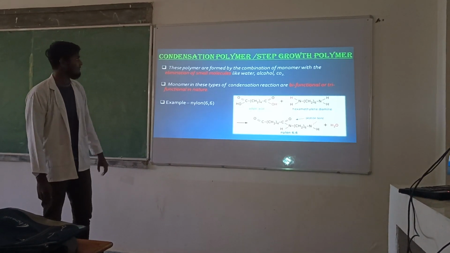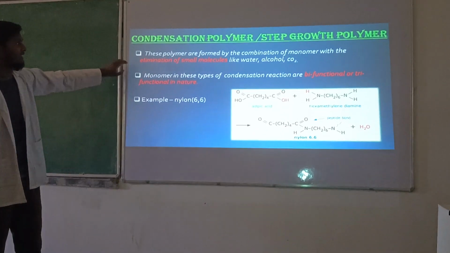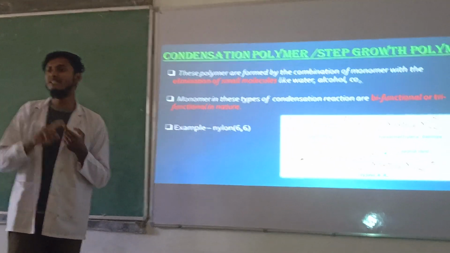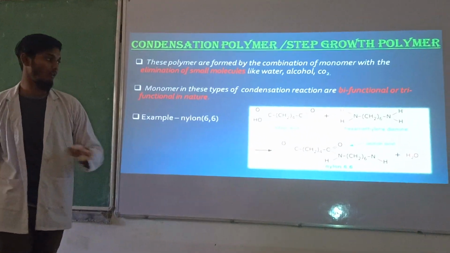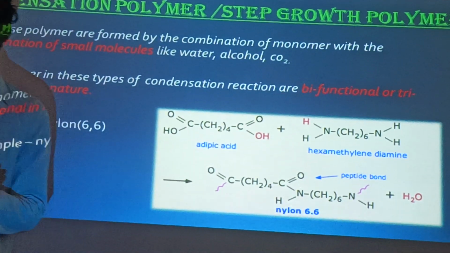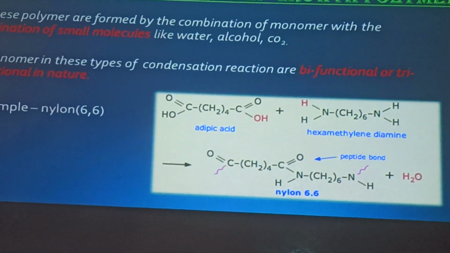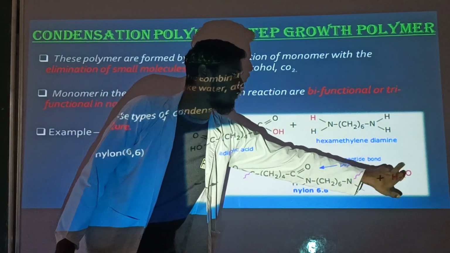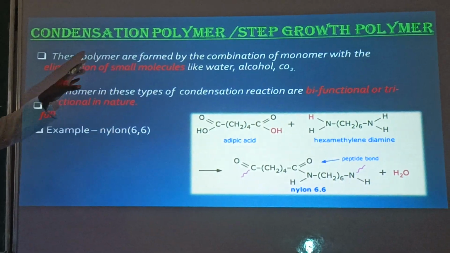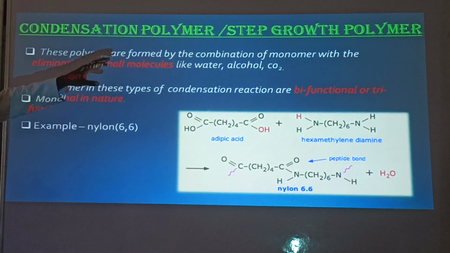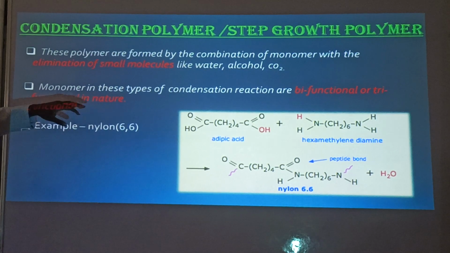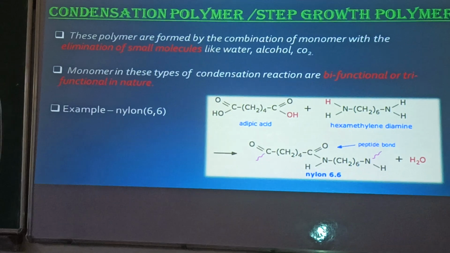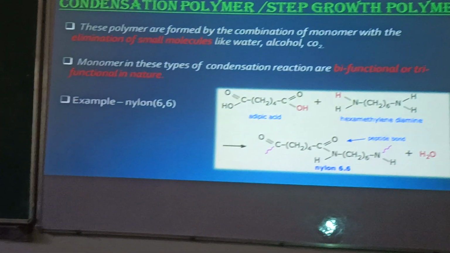Good. So condensation polymers are formed by the elimination of small molecules. But in addition polymers, there is no elimination of small molecules like water and alcohol. We can see nylon 6,6 is formed by adipic acid and hexamethylene diamine, and H2O is eliminated here. In condensation, the definition itself says small molecules are eliminated. Second, the monomers used are bifunctional and trifunctional in nature. They will have two functional groups or three functional groups. This is condensation polymer.